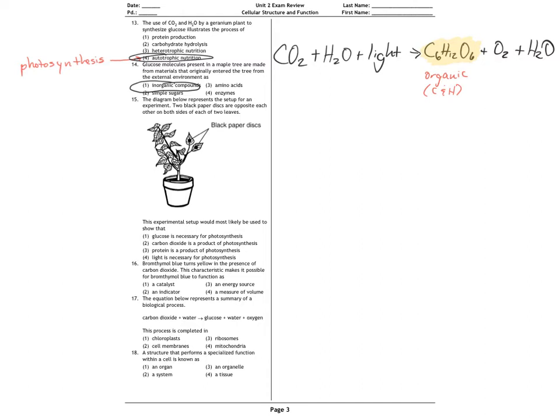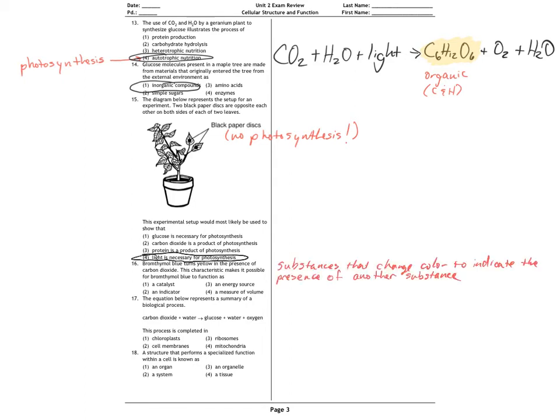In number 15, we see an experimental setup that has a plant with black paper discs blocking a portion of the leaf itself. Without access to light, then photosynthesis does not occur. Therefore, this setup is probably being used to show that light is necessary for photosynthesis. Number 16 says that bromethymol blue turns yellow in the presence of carbon dioxide. So that sounds like it's a substance that changes color to indicate the presence of another substance, which is another term for indicators. So the best answer is choice 2, indicator.